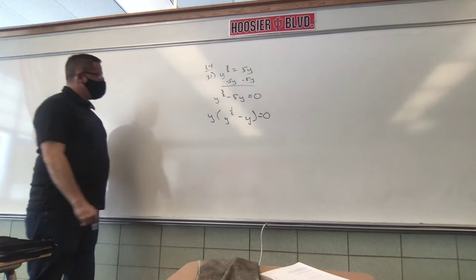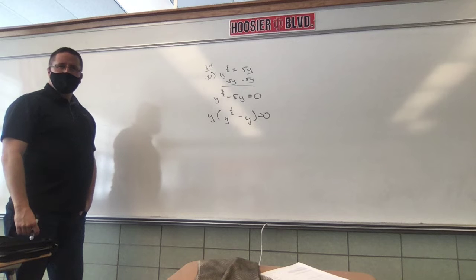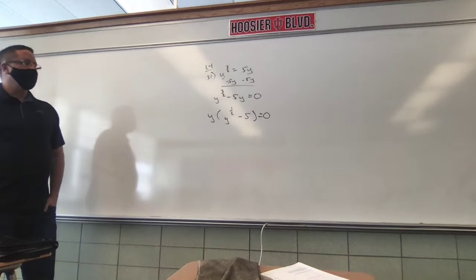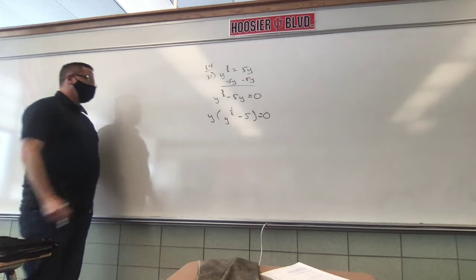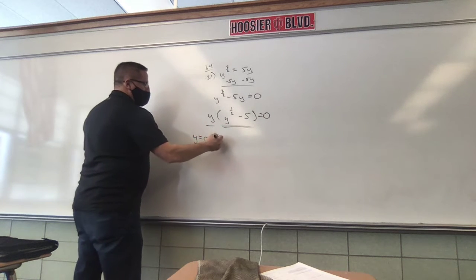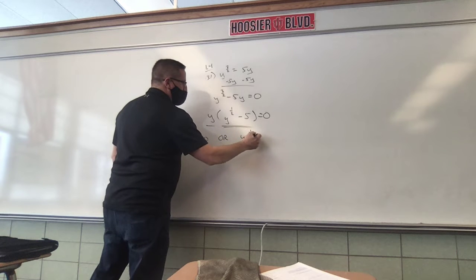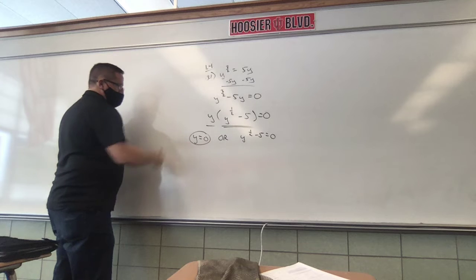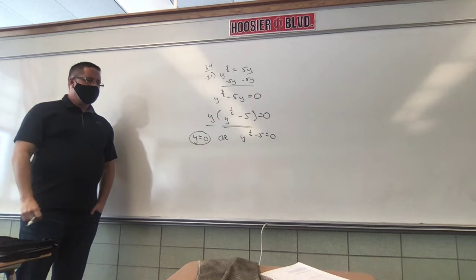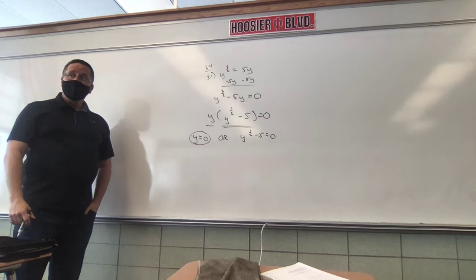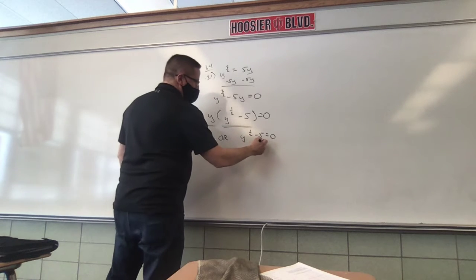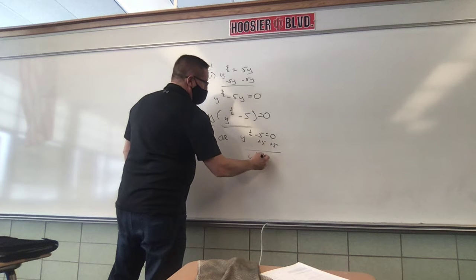Whoa, whoa, whoa. Did I say y or 5? I don't know where that y came from. I apologize. Y times 5, okay? All right, so remember this times this is 0, so either this is 0 or this is 0. So either y equals 0 or y to the 1/2 minus 5 equals 0. This one's already solved for. How are we going to solve for the other one? Real simple step. Let's add 5 to each side. So y to the 1/2 equals 5.